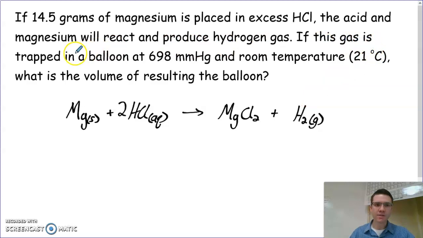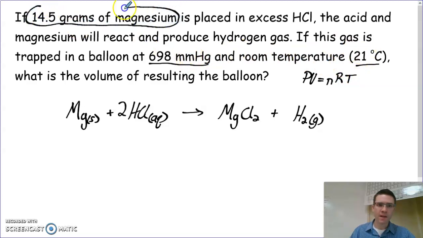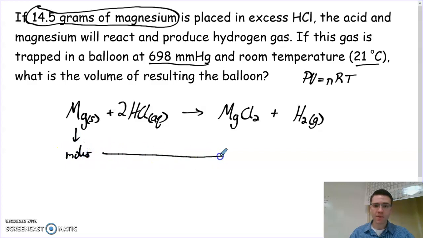If this gas is trapped in a balloon, there's a volume and a temperature. We only get 2 pieces of information. For ideal gas law, you need 3 of the 4 to solve for the other. So if we're only given 2, we should be thinking we must need to start with this number here. We're going to go from grams of magnesium to moles, moles of magnesium to moles produced of H2, and then from moles to what they're asking. We want to know the volume, so we're going to solve for the volume using ideal gas law.